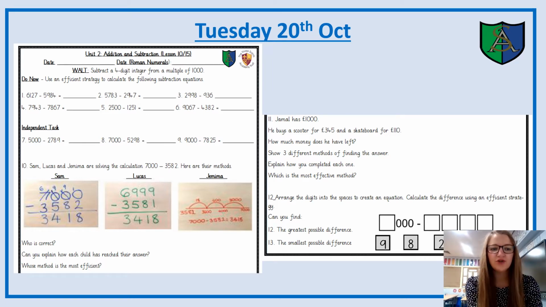Now, for your do now, again, it's revision of previous learning, and I want you to use an efficient strategy to calculate the following subtraction questions. So you have got 6 subtractions, thinking about which is the most appropriate method and the most efficient method. You might choose to do these mentally. You might choose to use column subtraction. You might choose to round and adjust. You need to choose the method that works best for you.